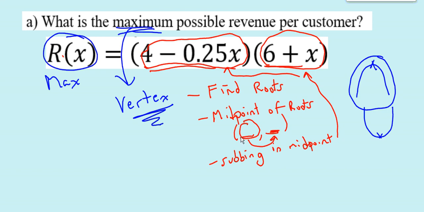So in order to find the maximum, I know I'm looking for the vertex. And in factored form, the easiest way to find the vertex is by finding the roots, taking the midpoint of the roots, and then subbing that in. So that's how we're going to do part A.